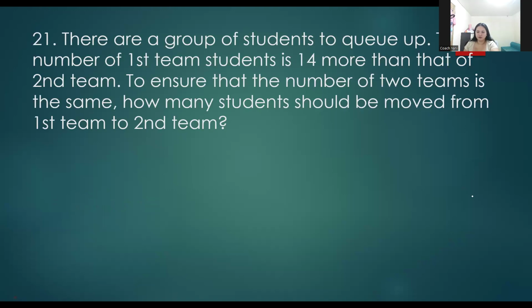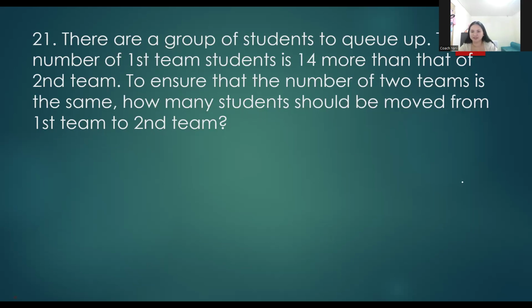So, who wants to read? Marcus. There are a group of students to queue up. The number of first team students is 14 more than that of second team. To ensure that the number of the two teams is the same, how many students should be moved from first team to second team? Okay, so what's your answer here?